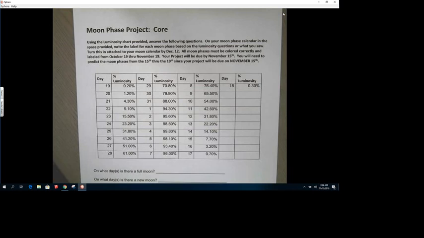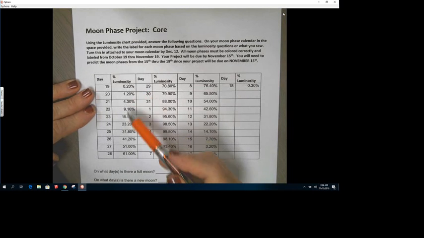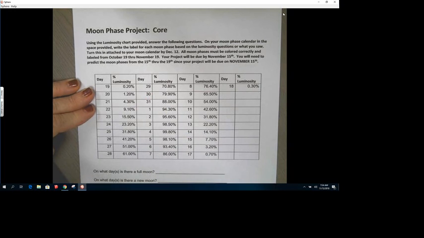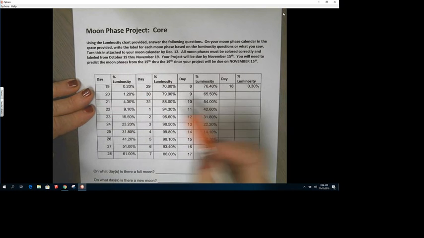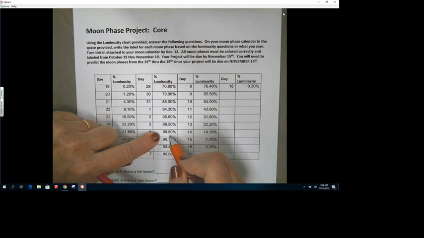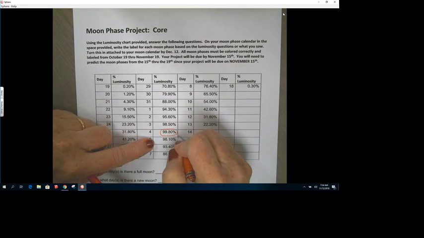Luminosity charts tell you the amount of light on the moon's surface, and it goes through. So the first thing that I always do is I look for the number that is closest to 100. So I'm going through, and I'm sitting here at 99.8. So this is going to be my closest to 100%, which means it's going to be my full moon.